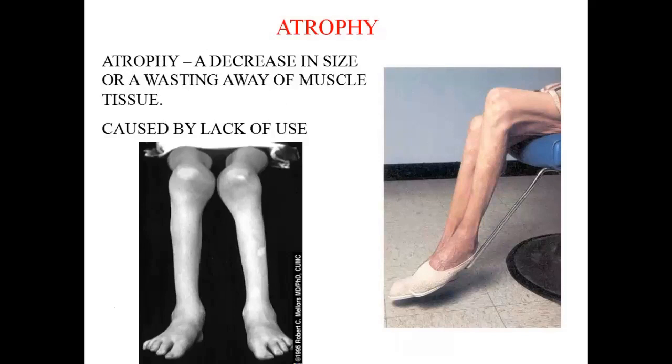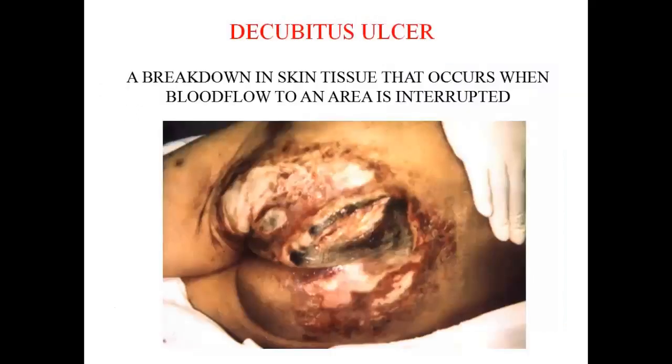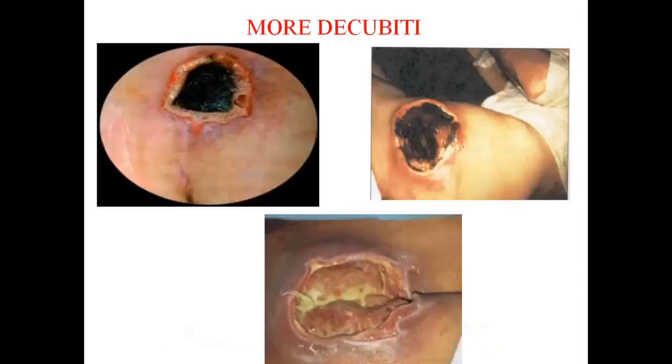Atrophy, a decrease in size or a wasting away of muscle tissue. It is caused by lack of use. Decubitus ulcer, a breakdown in skin tissue that occurs when blood flow to an area is interrupted. It generally happens when there is prolonged bed rest and the position of the patient is not changed. That time there will be a breakdown in the skin tissue.